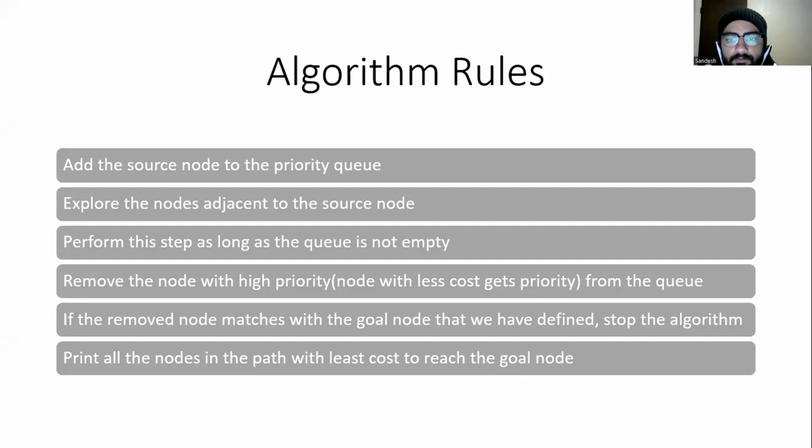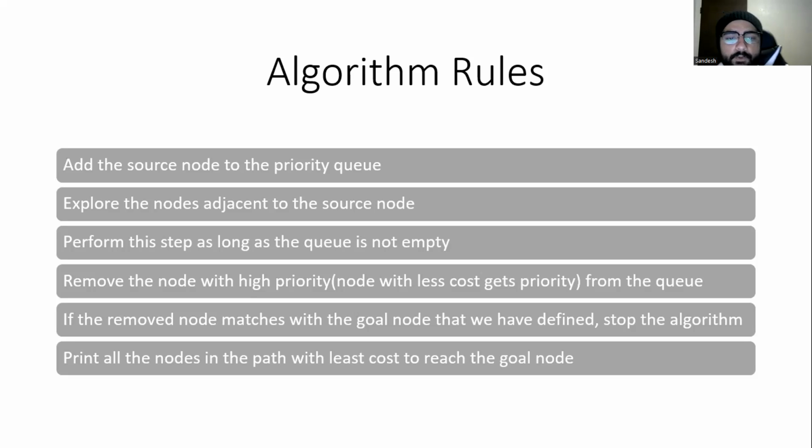So let's go through the algorithm rules. Our algorithm works by adding the source node to the priority queue, and then it starts to explore all the nodes that are adjacent to it. We'll be performing this step as long as the queue is not empty. Remove the node with the highest priority. So basically, from the queue, we're going to be removing the node with the highest priority, and in this case, it's the node that has the lowest distance cost.